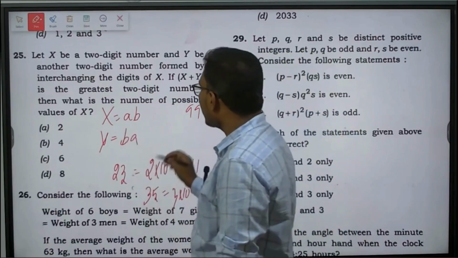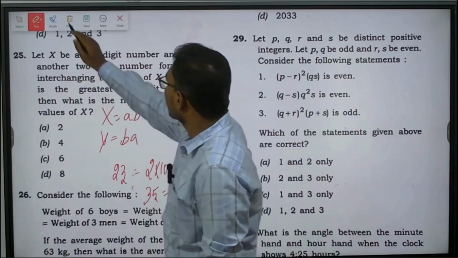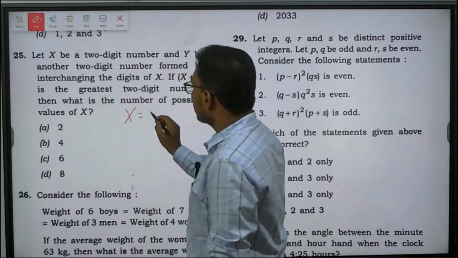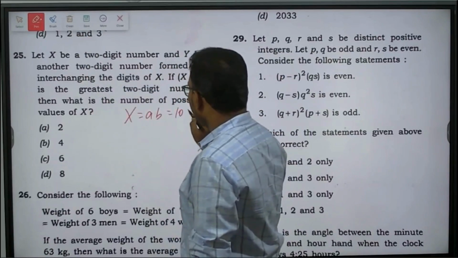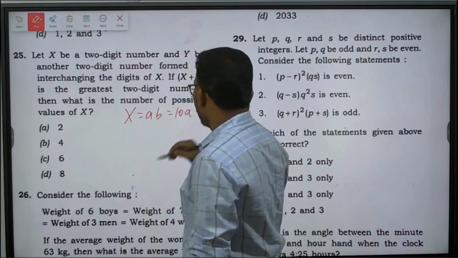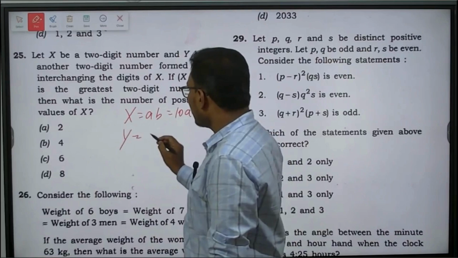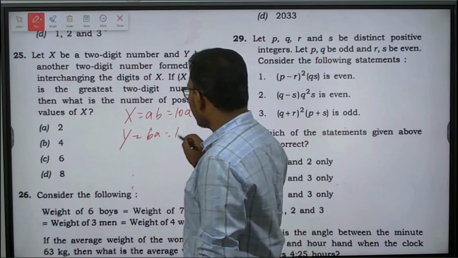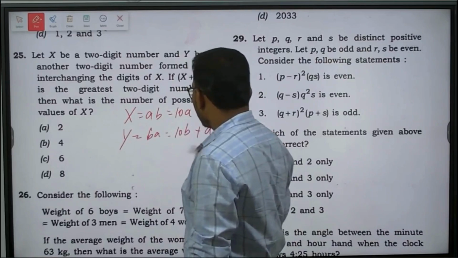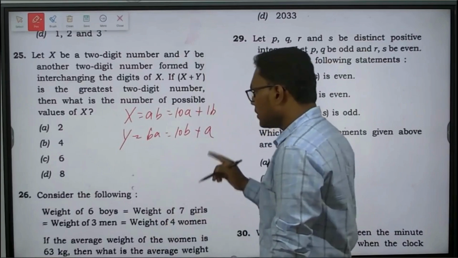Okay, so now how I'm writing this x: this x is AB. I'm writing it as 10a plus 1b because a is in 10's place and b is in 1's place. And now y will be BA, which is nothing but 10b plus a because b is in 10's place, a is in 1's place.